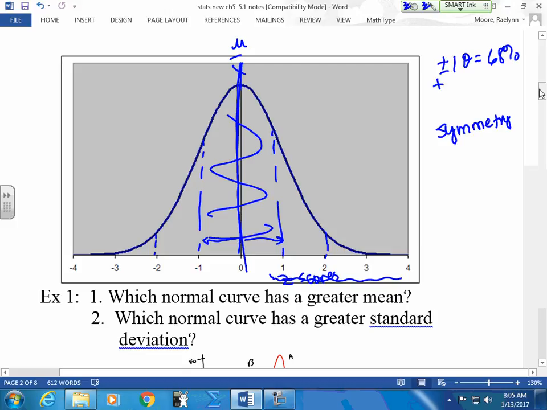How about plus or minus 2? Anybody remember that one? 95. Good. And plus or minus 3? 99.7. Perfect. 99.7%. It's real close to the 100.